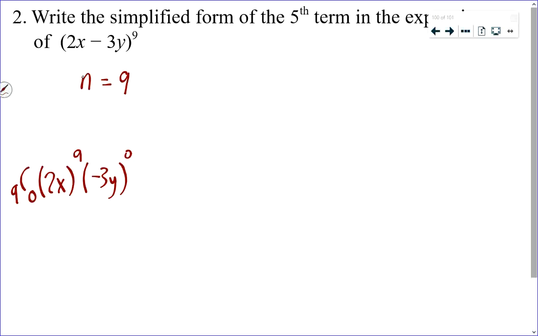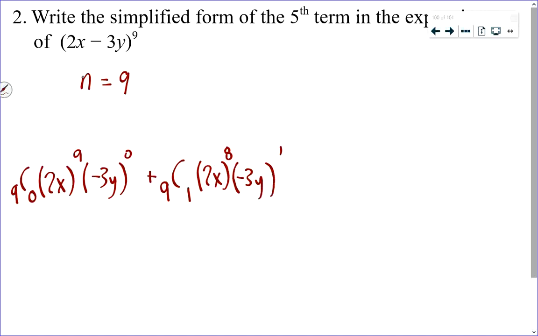We're after the fifth term, but just don't worry about that just yet. My next term will contain 9 choose 1. We start off with n choose 0, and we go up by 1 each time. It will contain 2x raised to the 8, and it will contain negative 3y raised to the 1.